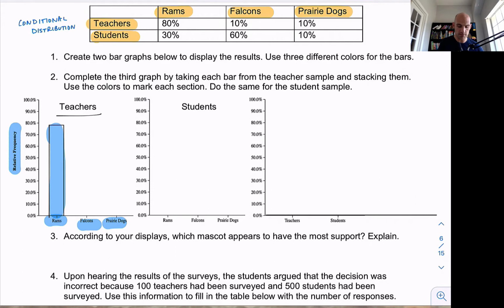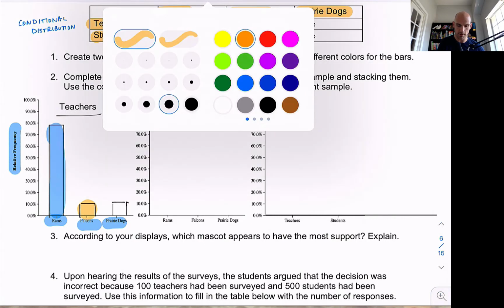When we go over to Falcons, that is 10%. So I'll draw my line here at 10%, and I'll fill that in with orange. Prairie Dogs was 10% also. Draw my line at 10%, and I'm going to make that green.